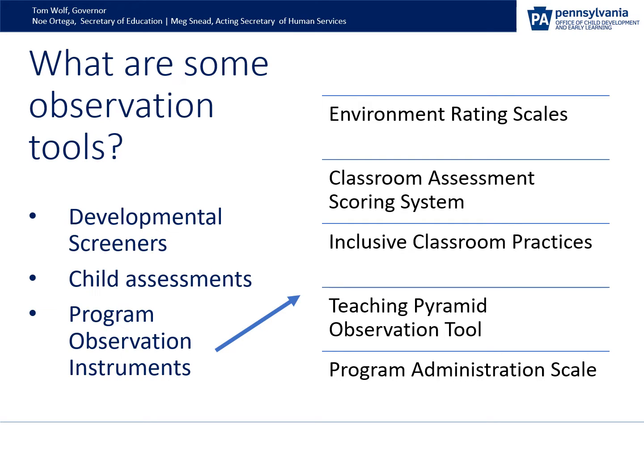Finally, there are program observation instruments. Program observation instruments, or POIs, are evidence-based, reliable tools used to measure the quality of early learning and school-age programs. They provide a specific structure that guides the observer's review of a specific set of implemented practices. They can help early childhood and school-age professionals review their program's practices to see what they are doing well and identify areas for growth.